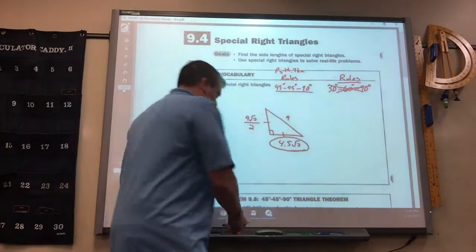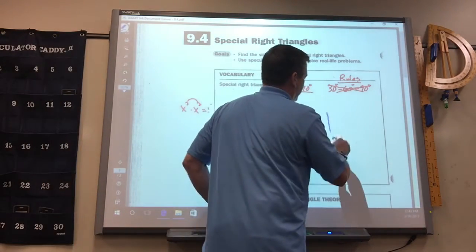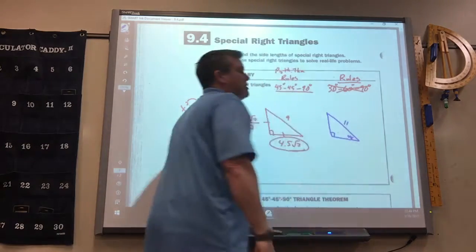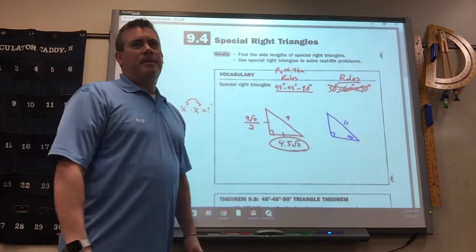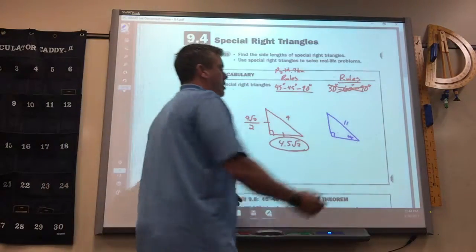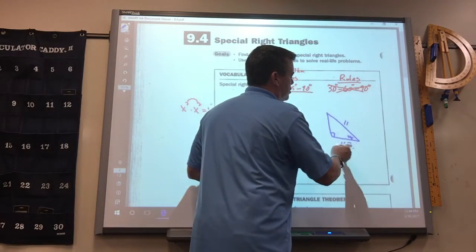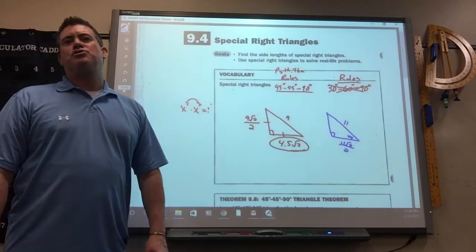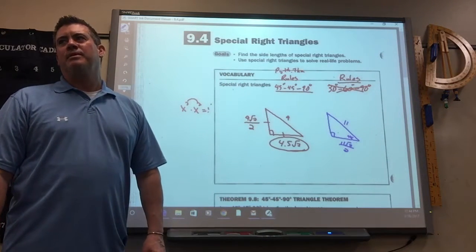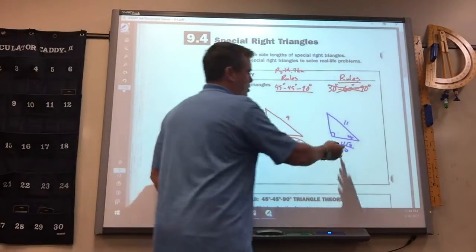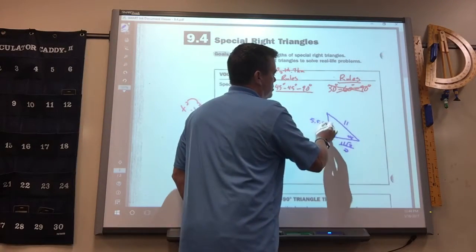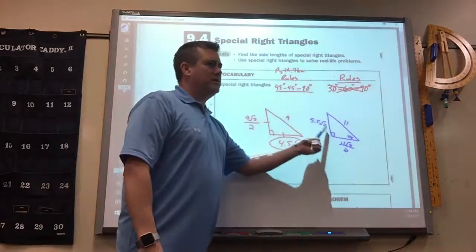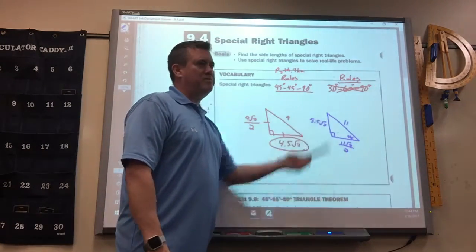So anytime it's an odd number, the book doesn't actually divide it out. They just leave it 11 square roots of 2 over 2. Okay? It won't be wrong if you write it 5.5 square roots of 2, because they mean the same thing. This is just 11 over 2 and that's 5.5. They're the same.